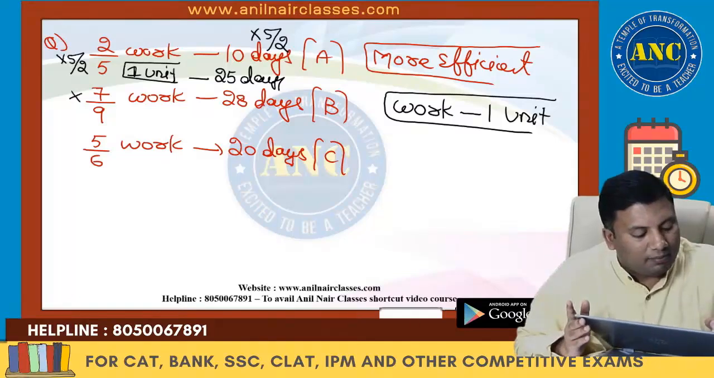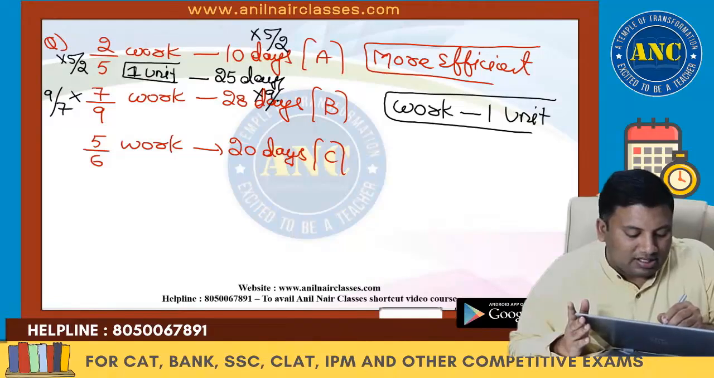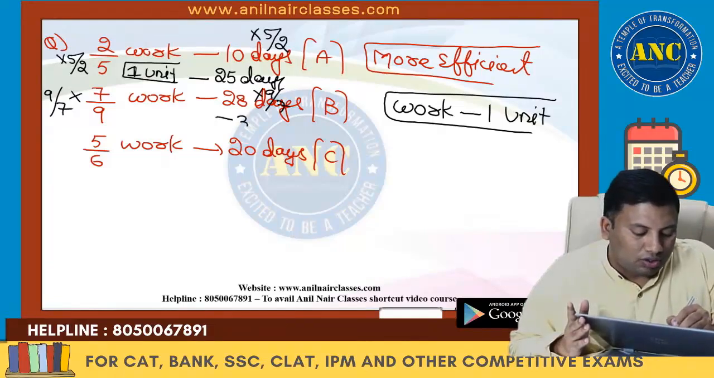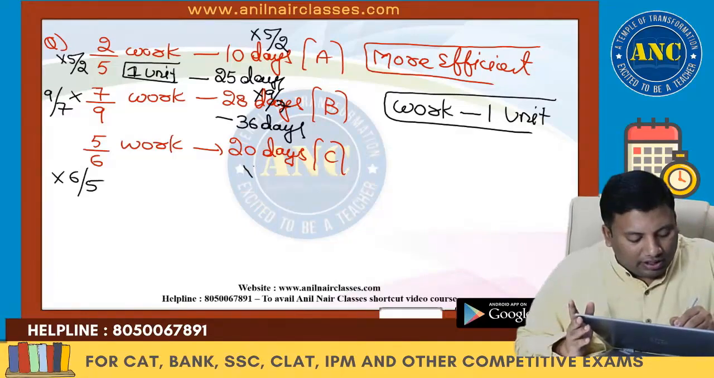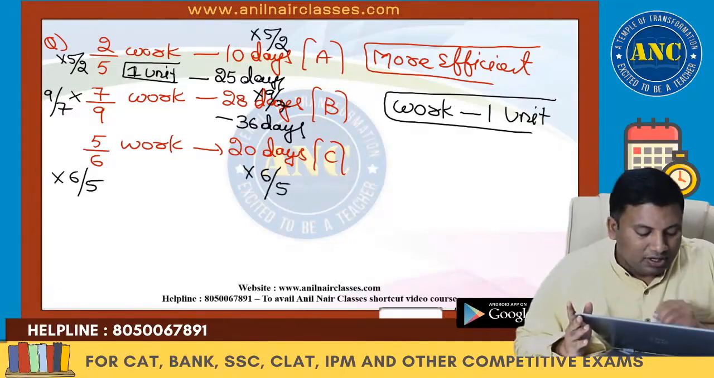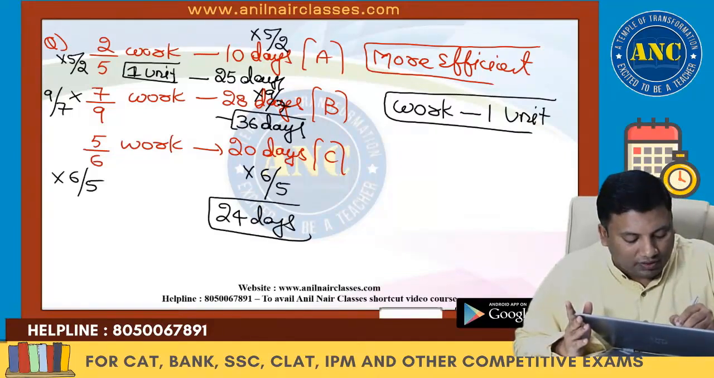7 by 9, multiply by 9 by 7. 7 4s are 28, so the total work can be completed in 36 days. 5 by 6, multiply by 6 by 5. Total work is 1 unit into 6 by 5, so this is nothing but 24 days. 25 days, 36 days and 24 days.